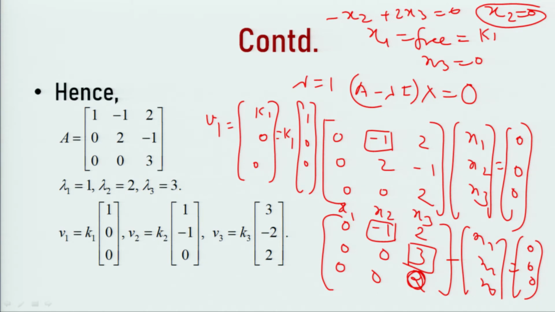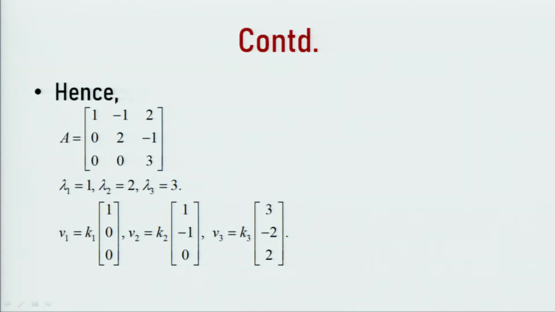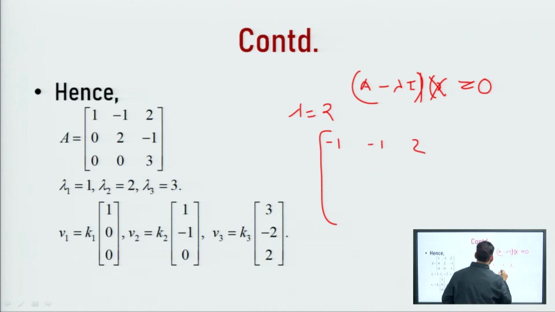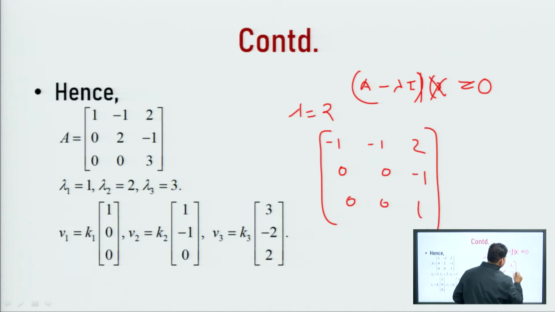Similarly, we can find eigenvectors corresponding to lambda equal to 2. So, (A minus lambda I) X equal to 0. So, lambda equal to 2 means A minus 2I. So, this is our matrix: A minus 2I means minus 1, 2, 0; 0, minus 1, 0; 0, 0, 1. So, this is our matrix.